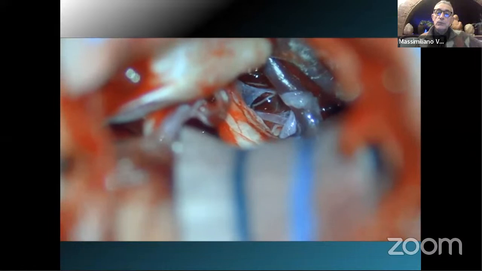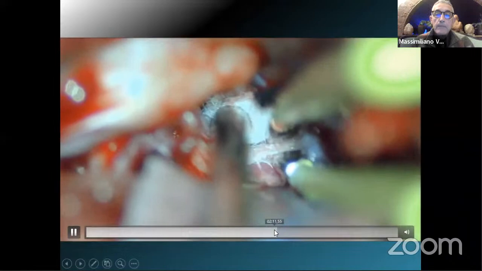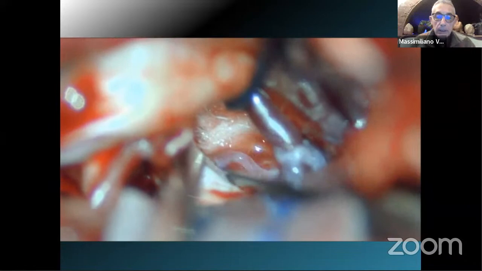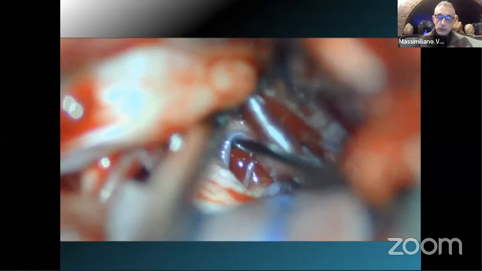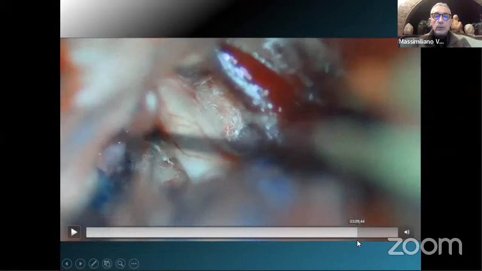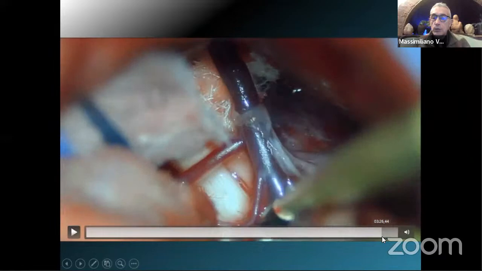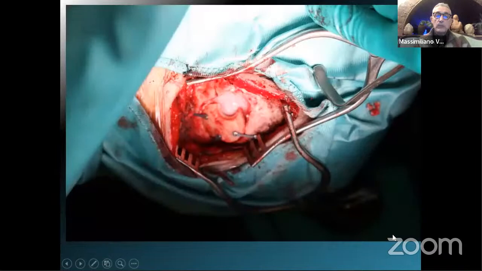The Dandy vein is preserved, and according to our strategies, we put around the root a pillow of inert material and try to protect the root with Teflon from the ICA pulsation. And then we proceed in the classic traditional way to fill and protect the root 360 degrees, preserving in our new strategy the Dandy vein. And we put back the bone with titanium plates and screws.